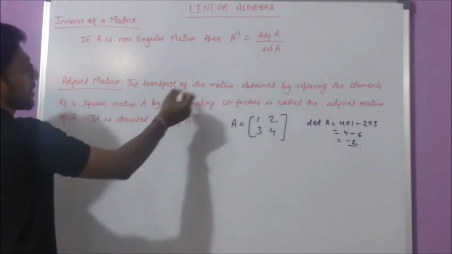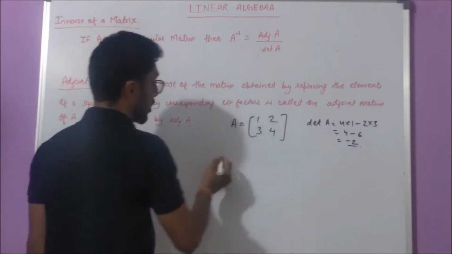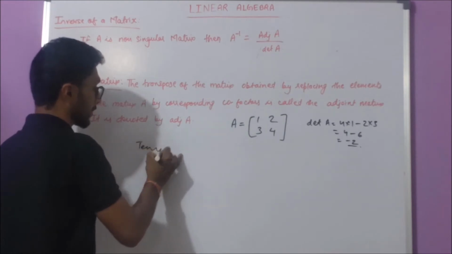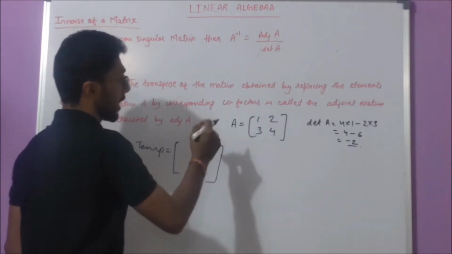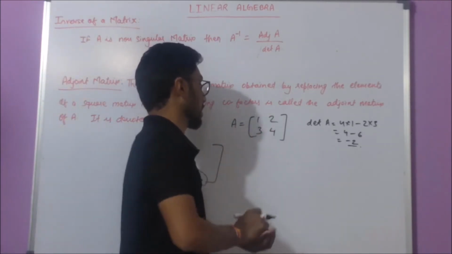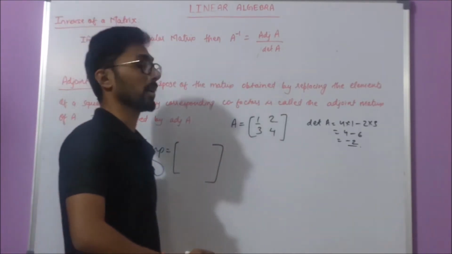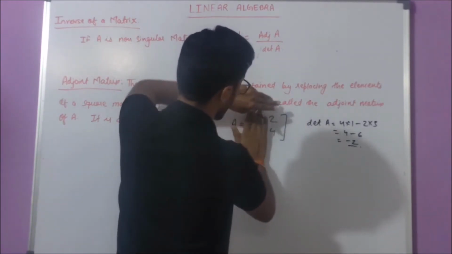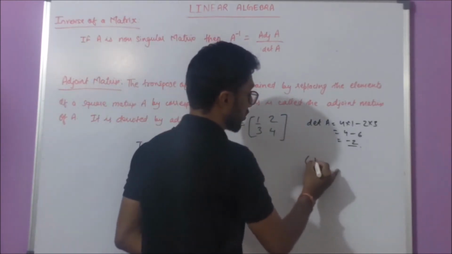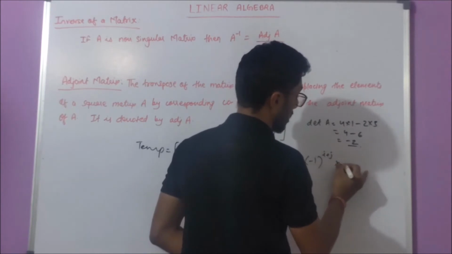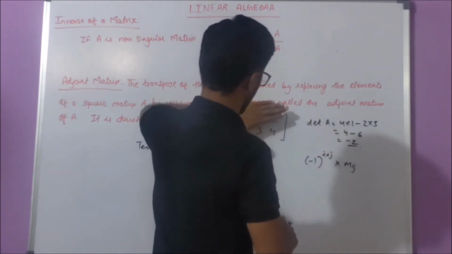So let's find its adjoint. The adjoint is the transpose of the matrix obtained by replacing the elements of a square matrix A by the corresponding cofactors. So now we have a temporary matrix temp where we will find the cofactors. If we have to find the cofactor of this element 1, we have to delete the first row and the first column, and the remaining element 4 will be its minor, and the sign will be given by -1 raised to the power. This is the formula to find the cofactor. So here M_ij is 4.